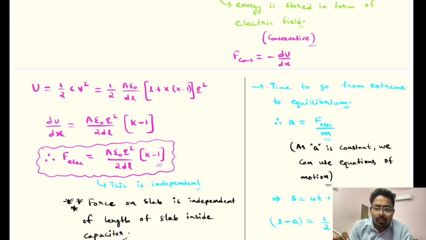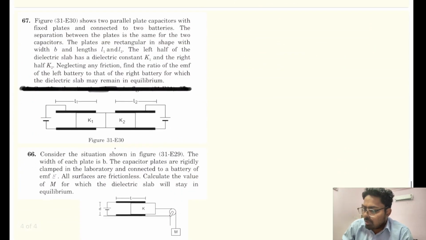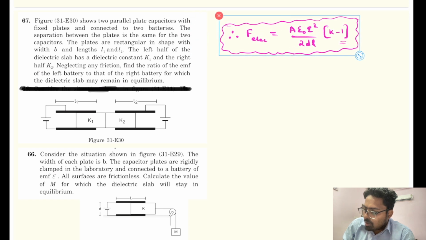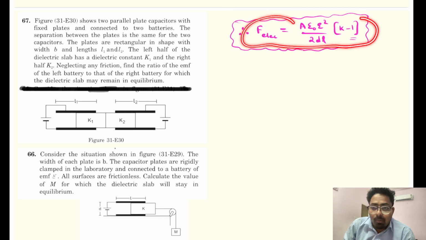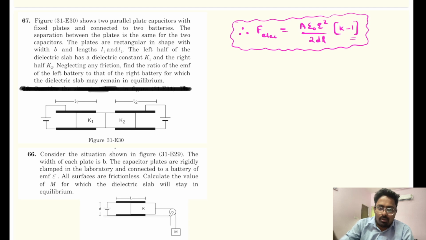Very detailedly I explained the whole scenario, what happens and how it is working. In that case we derived the value of the force that is exerted by the capacitor on the dielectric slab. That force I will be using over here. This is the force value that we have got. This is an important formula that you should know, or you can derive it the way that I have told. By using this formula I can solve these two questions very easily in one step.